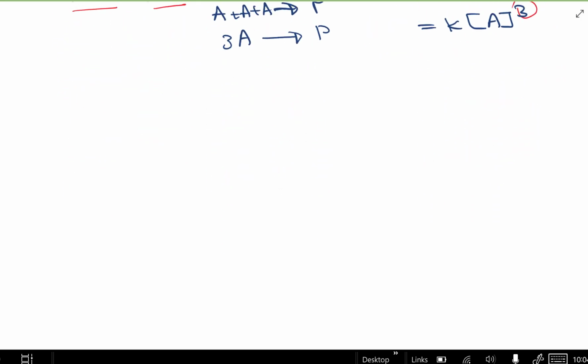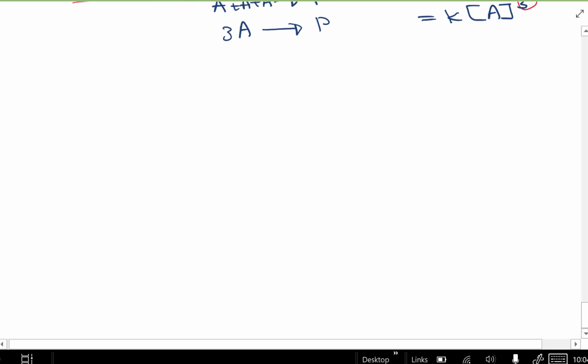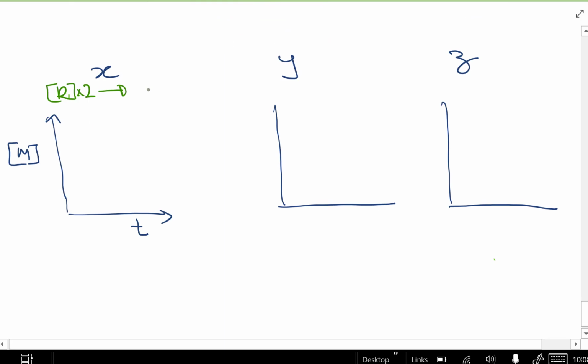And now we should know the differential and integral formulas and equations, and how to handle them. In kinetics classes you're mostly going to see them. Let's take X, Y, Z, some crazy three reactions, right? So for the first one, you double the reactants, it doesn't change anything, zero rate.